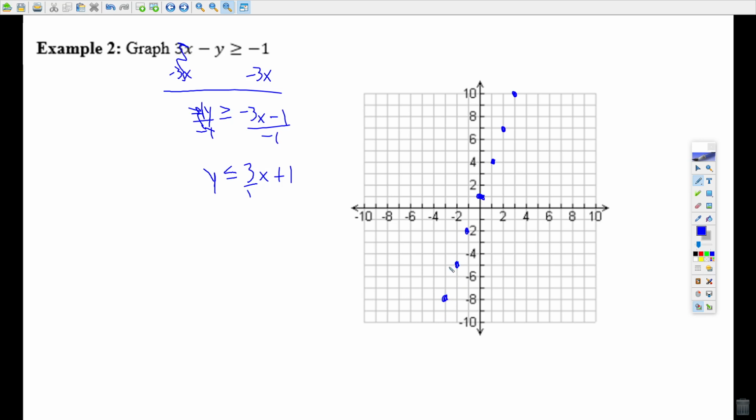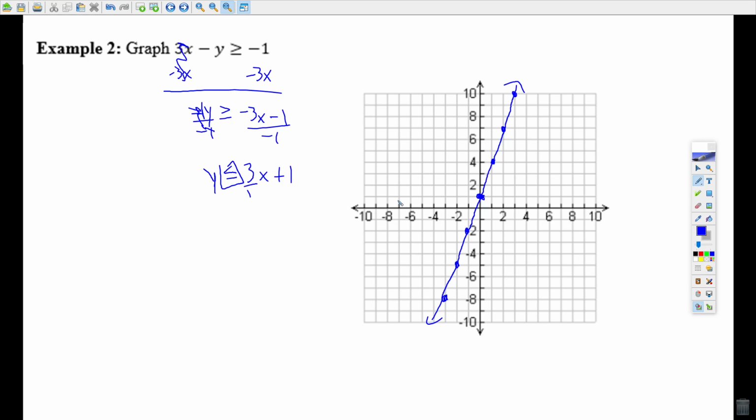Let's keep doing that. Okay, and then we're going to see whether or not we draw a solid line or a dashed line. It all comes back to this symbol here, which means it is a solid line. So you connect the dots as best you can. There we go.